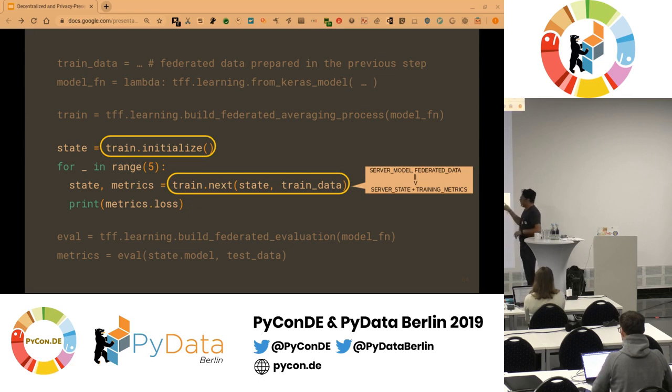And the intuition here is that you have a server model. That one step is doing a server model. It takes federated data, so all the data distributed across clients, and it generates a server state, and it generates metrics. So I think I didn't mention metrics until now. So metrics are important, right? You want to see how your training is progressing, right? So for every round you generate metrics, but these metrics are not per client, they are combined metrics.